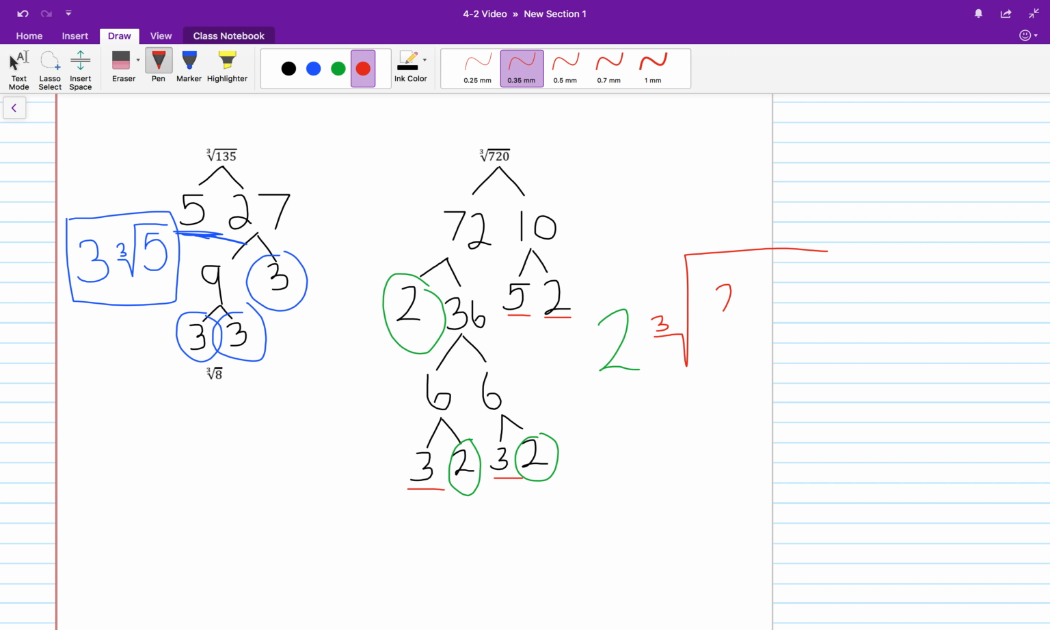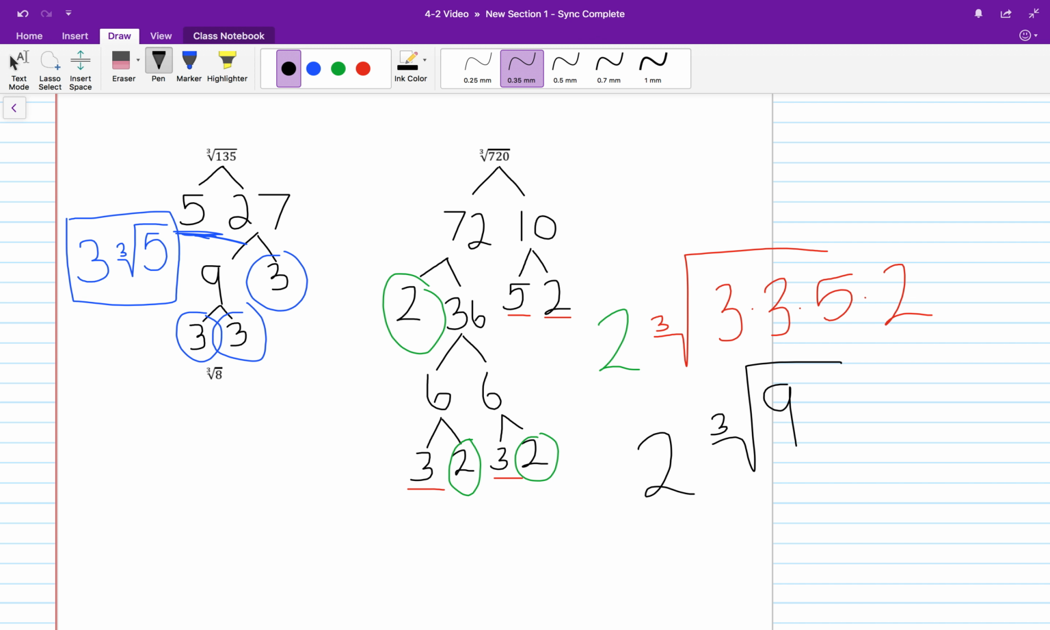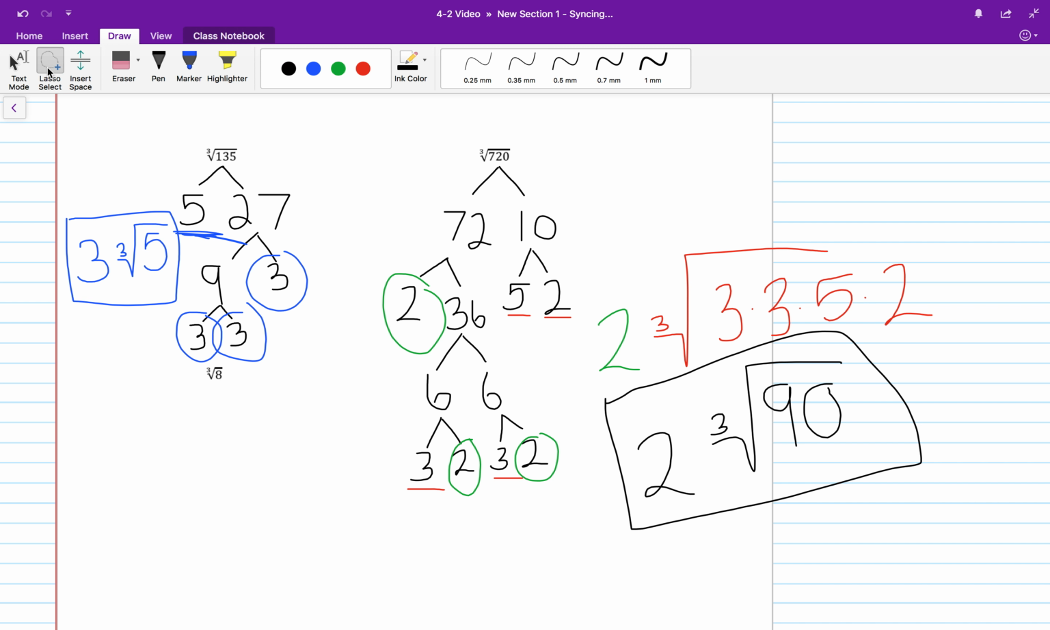So I'm going to get my cube root. I've got 3 times 3 times 5 times 2, all underneath that cube root. If I multiply all of that together, it's going to give me 90. So my final answer is going to be 2 cube roots of 90. And that's going to be my answer down here. It's my final answer. All right.